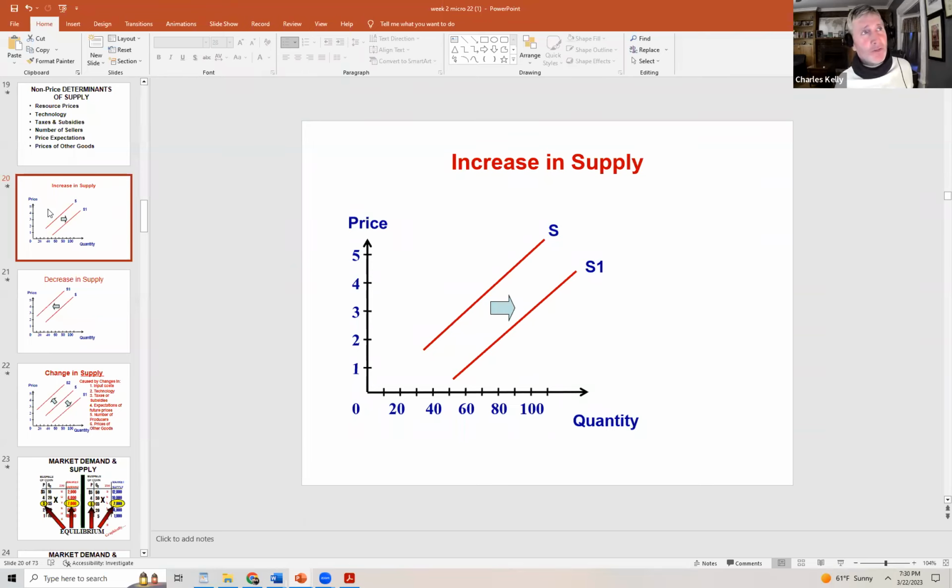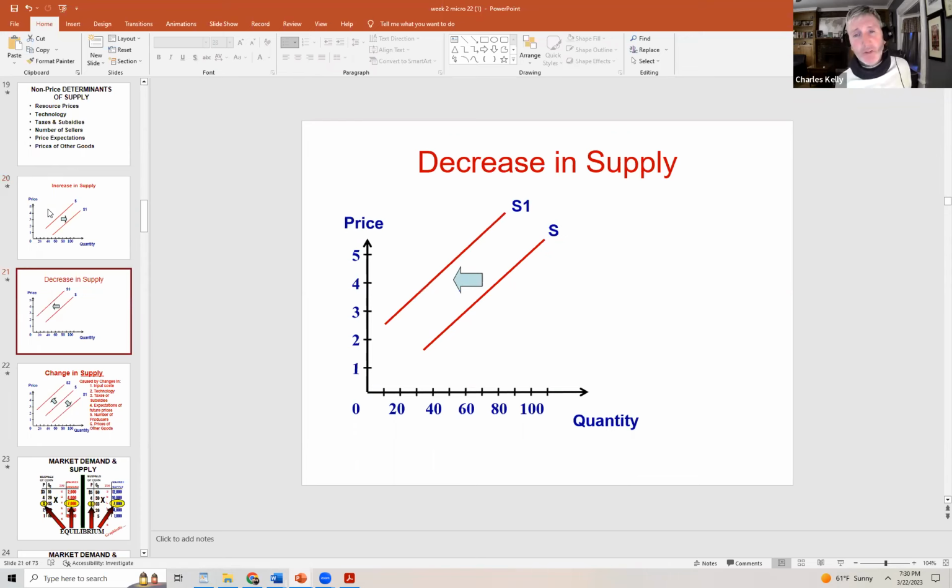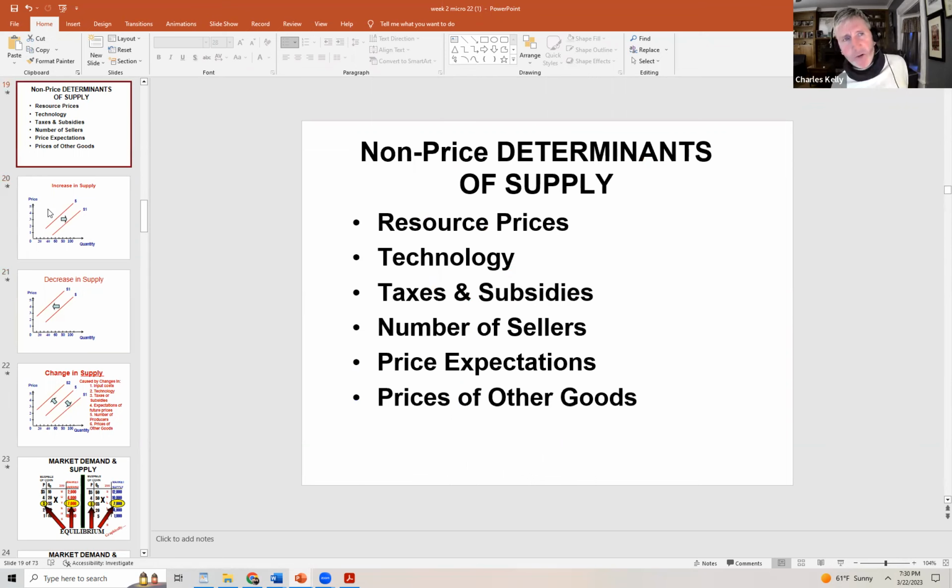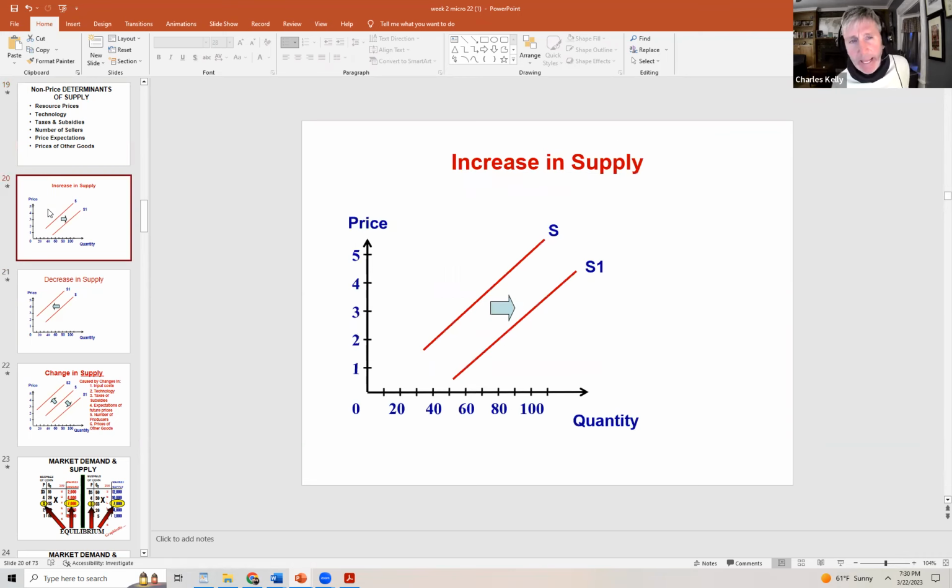An increase in the number of sellers shifts the supply curve to the right. A decrease shifts the supply curve to the left. Now, what about technology? Generally speaking, we talk about productivity and technology as a good thing, and any improvements in technology and productivity will shift the supply curve to the right. And you don't have to write this down now because we'll get into it later, but productivity is simply a measure of how much output you get per unit of inputs.